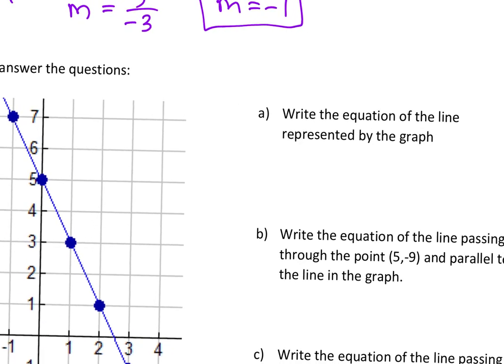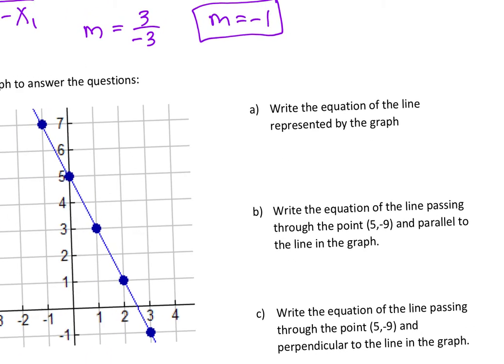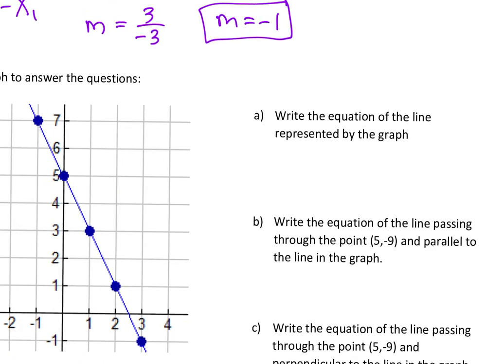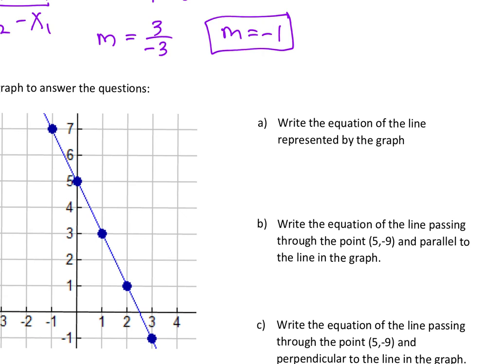The first thing says, write the equation of the line represented by the graph. So here's my graph. I have a bunch of points on my graph. The first thing we want to do when we're trying to write the equation of a line is we need to find the slope. So the first thing is we need to figure out what the slope is.